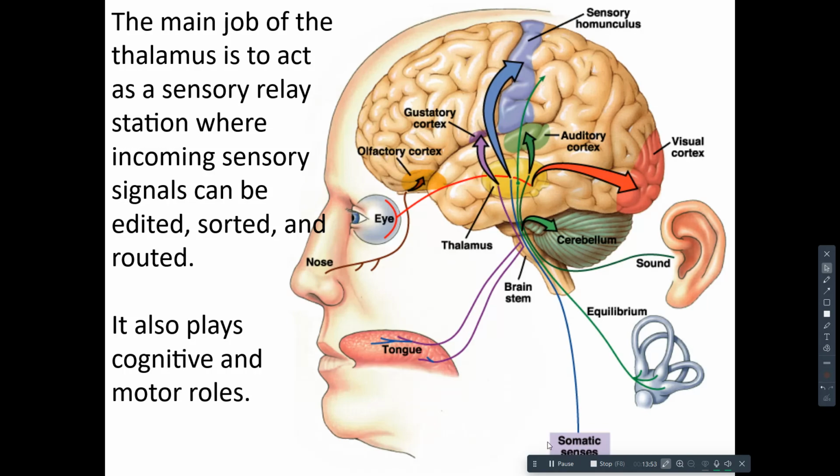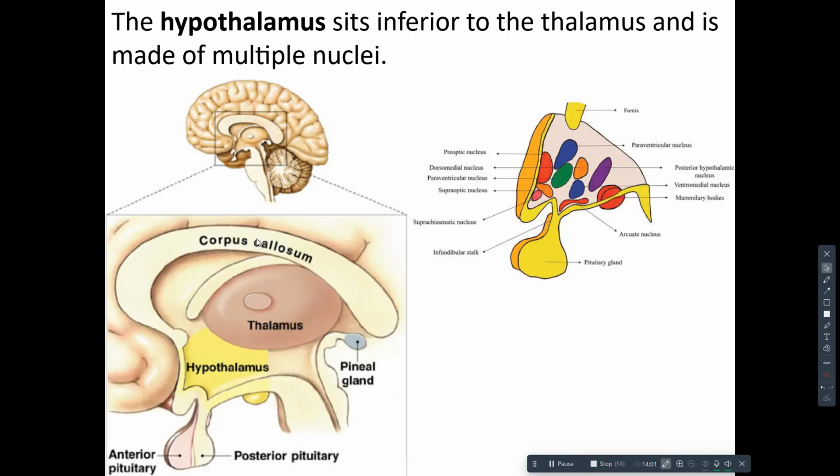Thalamus does have cognitive and motor roles as well, but primarily it is that sensory relay station. Now the hypothalamus is inferior to the thalamus. So here's my hypothalamus right here. There are a lot of named nuclei in the hypothalamus. We're not going to learn all of their names, but we are going to go over some general functions of the hypothalamus. And notice how the pituitary gland is attached to the hypothalamus by what's called the infundibulum.